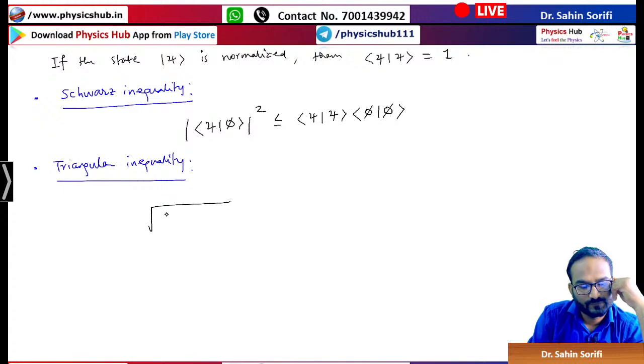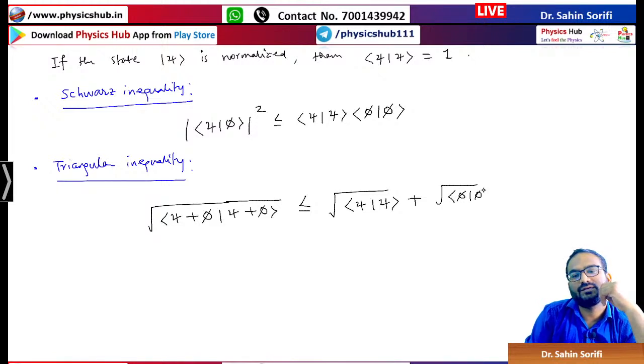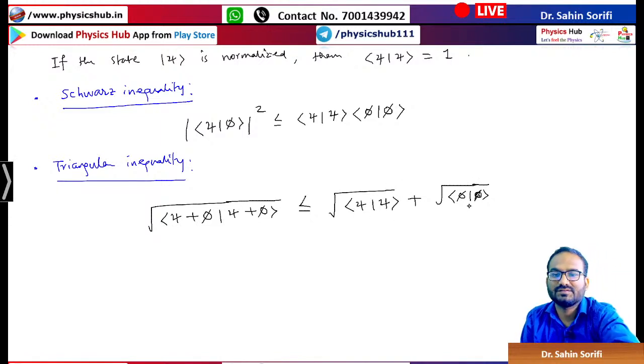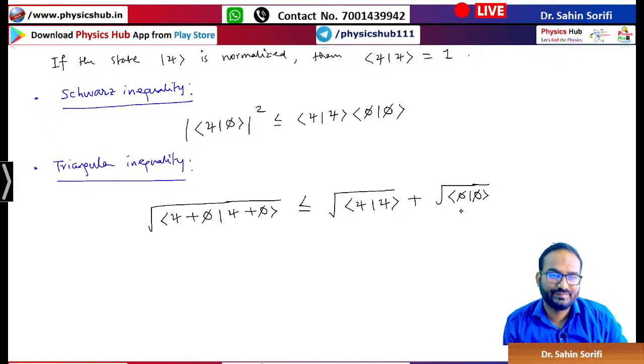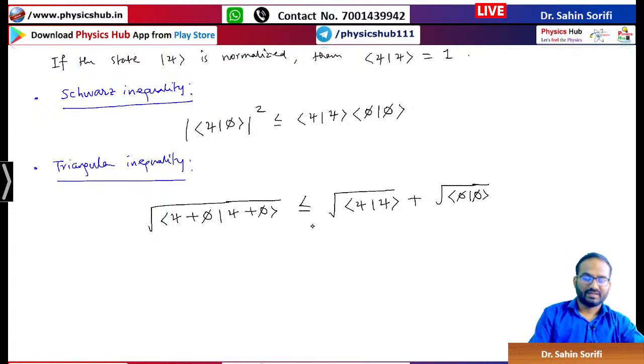So square root of ⟨psi plus phi | psi plus phi⟩ is less than or equal to square root of ⟨psi|psi⟩ plus square root of ⟨phi|phi⟩. So this triangular inequality you must have read, that is the length of the third side is less than or equal to the combined length of the other two sides of a triangle. So that is the triangular inequality, and this triangular inequality is represented in the bracket notation in this way.